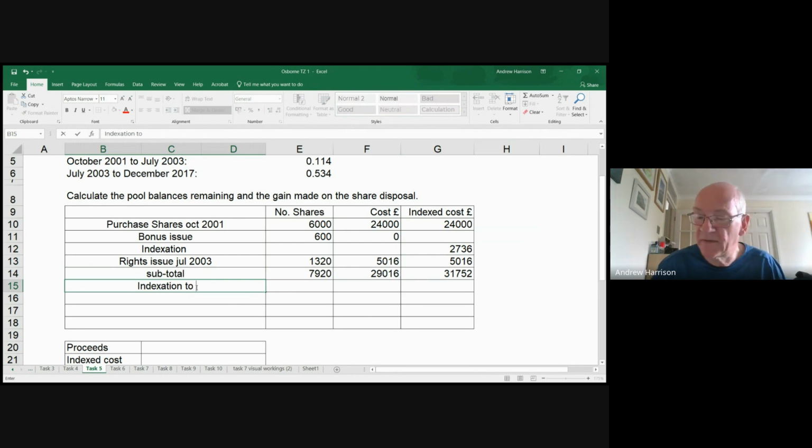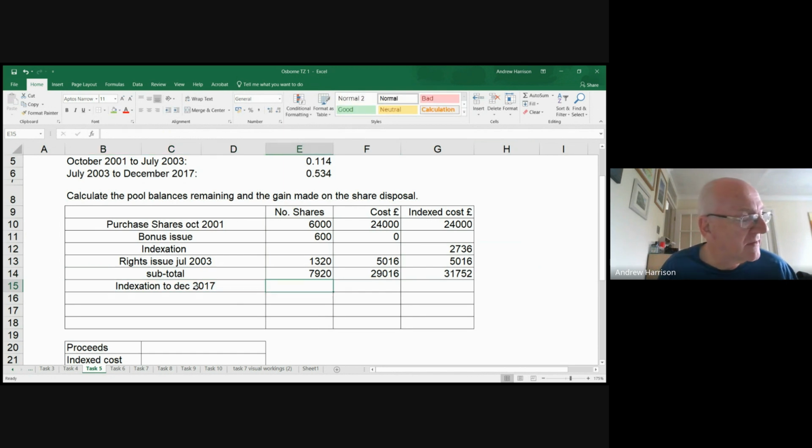So we can index it up to December 2017, when indexation was stopped for these calculations. That's just 7,920. It was a bit weird. There was no particular way of laying this out. In fact, to be honest, I'm not really going to worry about typing that one in. We don't really need that figure. It's already there.